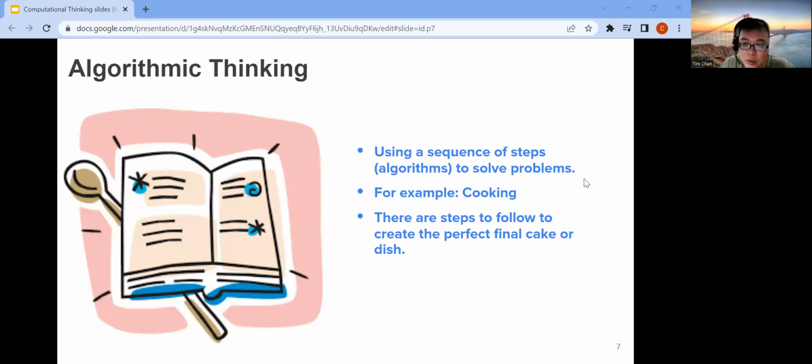Before you mix the flour and the egg together, you shouldn't be baking it. There has to be a sequence, and the timing is important. You need to bake the cake for the right amount of time. If you leave the cake in the oven for too long, say 3-4 hours, what will happen to the cake? It will not turn out well. So it's important to follow the order as well as the steps.